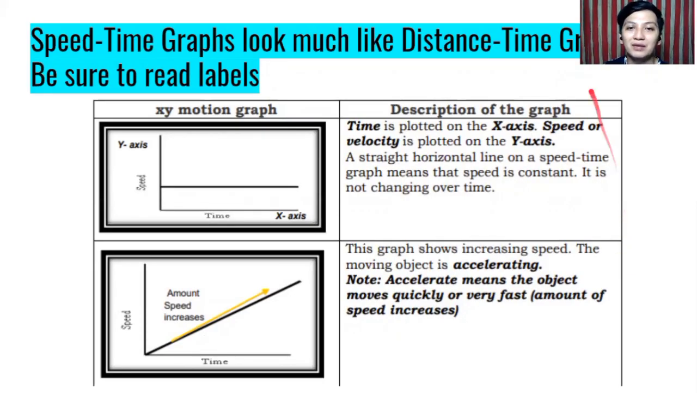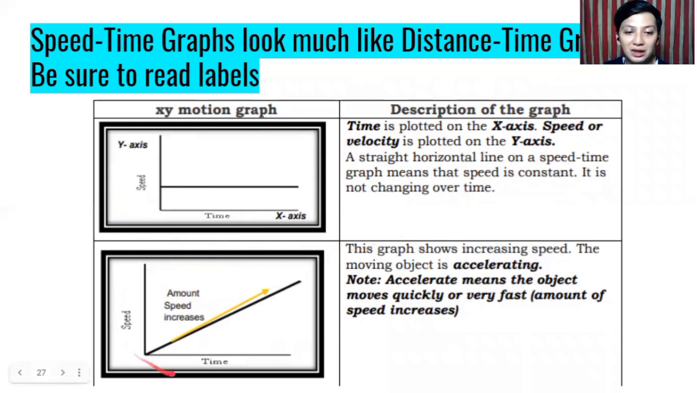So, speed time graphs look much like the same as distance time graph. So, be sure to read the label first. So, this is the speed, this is the time, this is the speed, this is the time. Okay, so when you see this part, time is plotted on the x-axis, speed or velocity is plotted on the y-axis. So a straight horizontal line on a speed time graph means that the speed is constant. It is not changing over time.